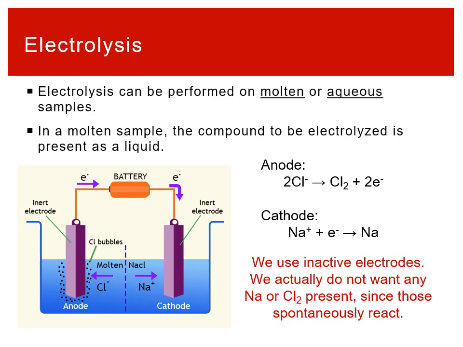So there's two ways you can do electrolysis. You can either do molten or aqueous electrolysis. So we'll start with molten. It is the more difficult to do in real life, but easier conceptually. In a molten sample, you basically are electrolyzing a liquid.